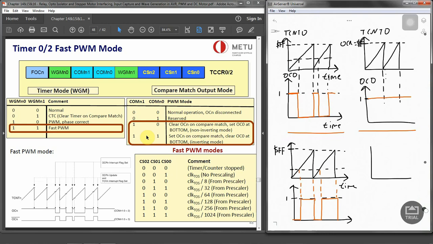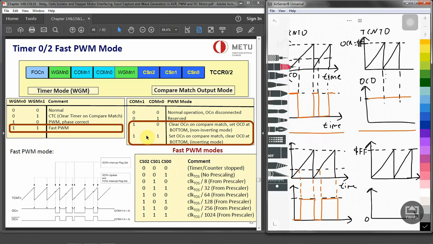And if we have got the OCR value to be FF, it reaches over there, goes down, and reaches over there, goes down over time. That was logic 1. As it is inverted, it's going to be logic 0 in this case, because it's going to be cleared at the top. So this is how we can demonstrate inverted and non-inverted operation using fast PWM, and you can find different modes over here.